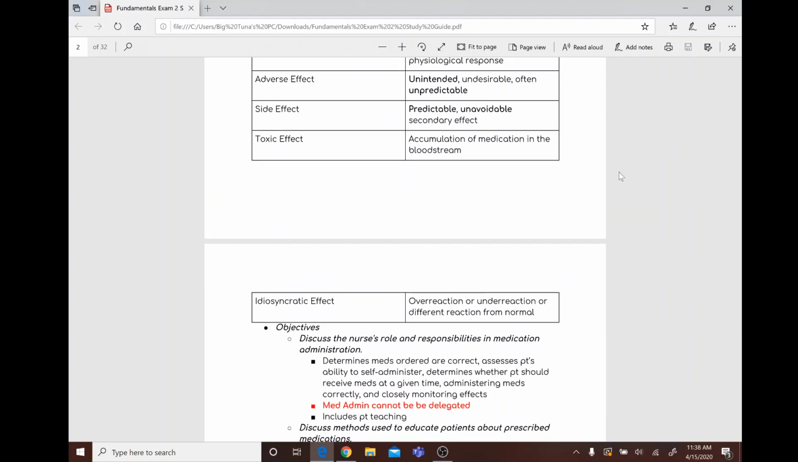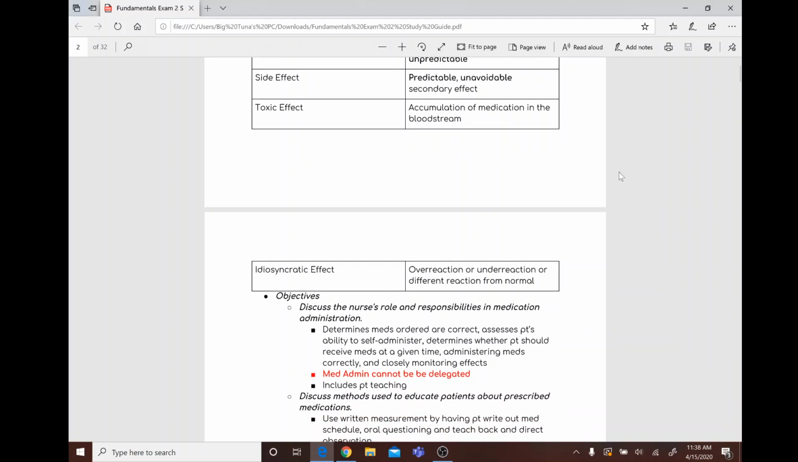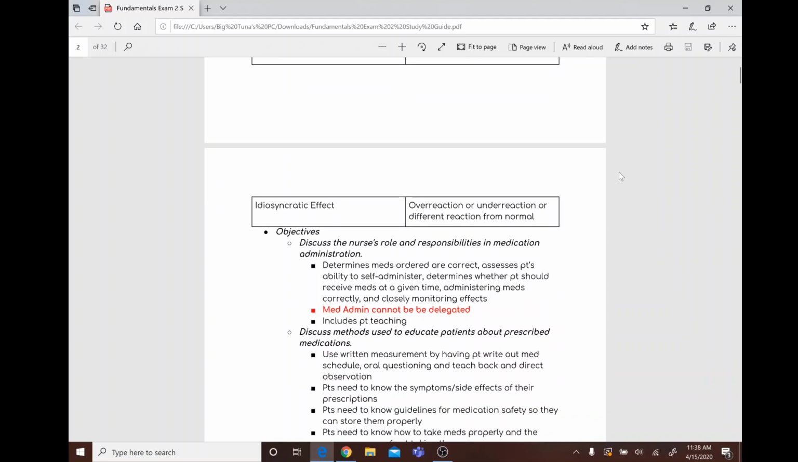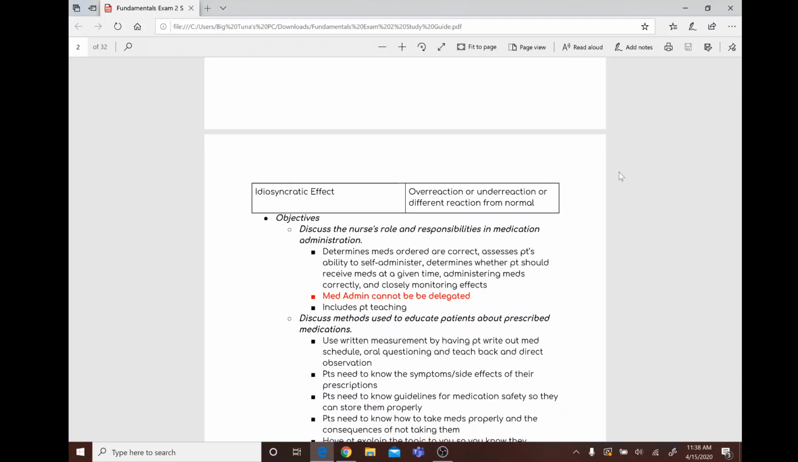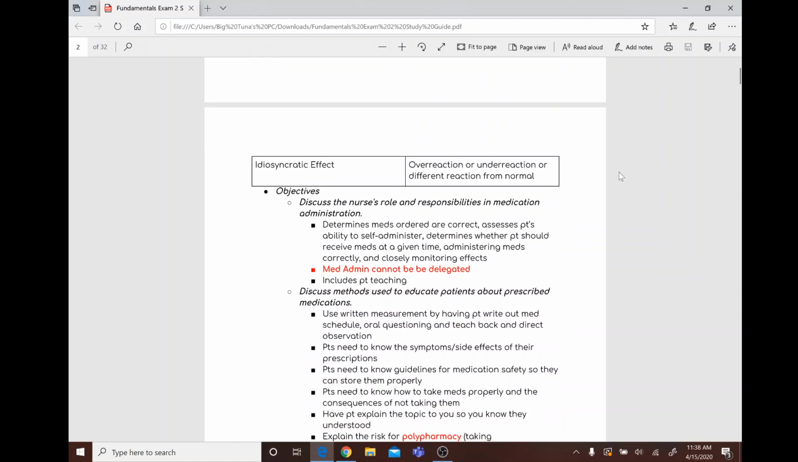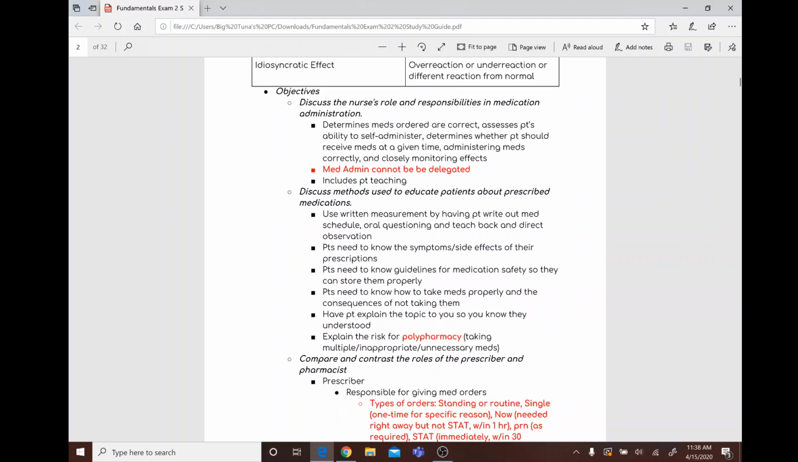What is a side effect? Predictable, unavoidable, secondary effect. What is a toxic effect? Accumulation of medication in the bloodstream. What is an idiosyncratic effect? Overaction or underreaction or different reaction from normal. Can we delegate med admin? No.